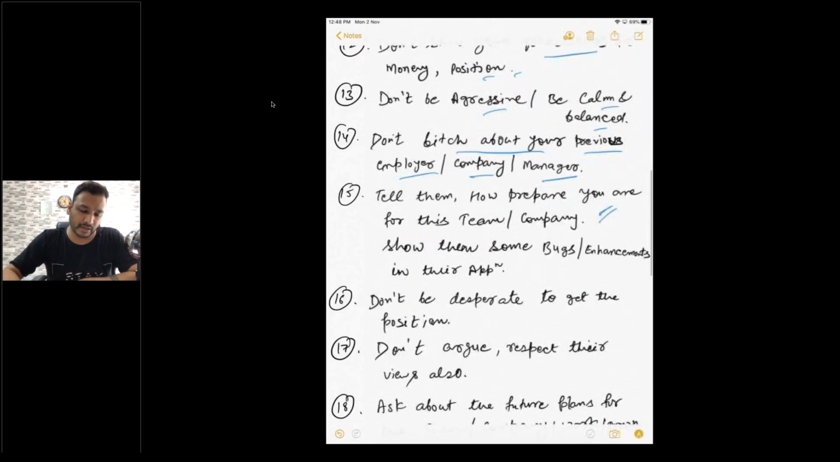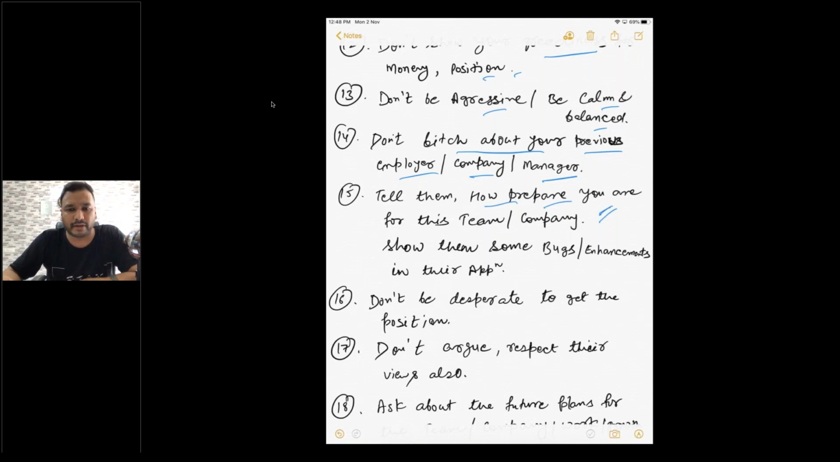Now the 15th point: tell them how prepared you are for this team and for this particular company. Maybe check some Glassdoor reviews, you can see their product, what kind of applications they have. Let's say you're going for Amazon. Connect with different people at Amazon through LinkedIn, Facebook or whatever, and try to get to know about the team, about the product, and show them, yeah, these are the bugs and enhancements I have found in your application. Can we do that? That gives a very good impression, right?